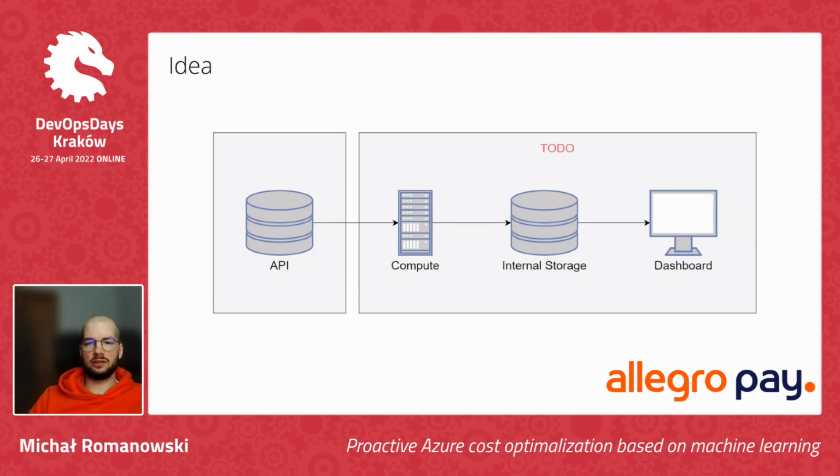What's the basic concept of our application? On the left-hand side, we have the API from which we will be downloading the data. And on the right-hand side, we've got the part that we need to build. Reading from the left, we've got compute units that will be downloading the data and storing it inside the internal storage service. And then we've got a dashboarding solution that will be loading the data from the storage and displaying some visualizations.